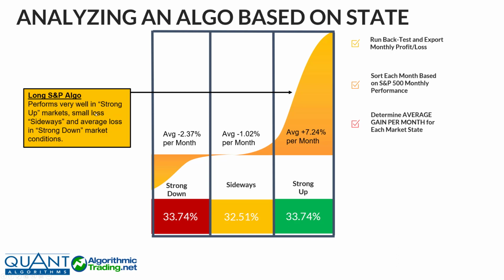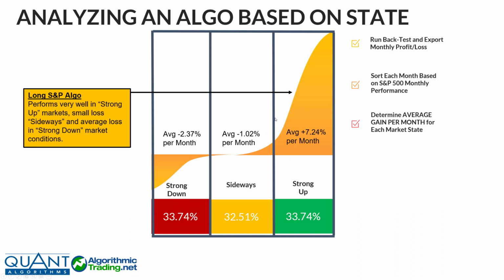This algorithm we would expect to do well in strong up cases that happen a third of the time. We would expect it to do okay in these sideways, and then we would hope to either be profitable by some miracle or at least not lose a lot in the strong down cases.